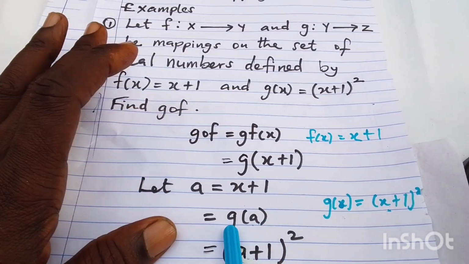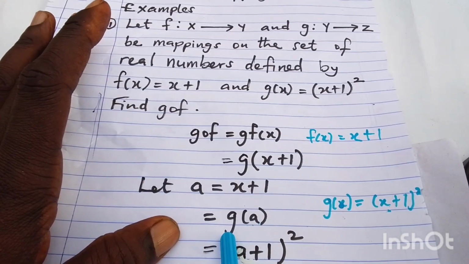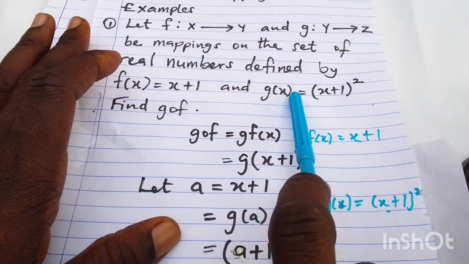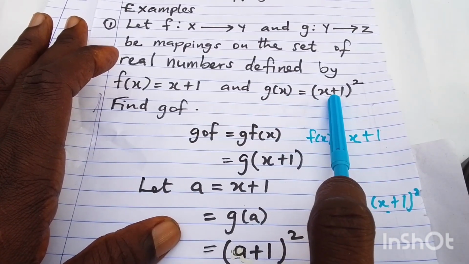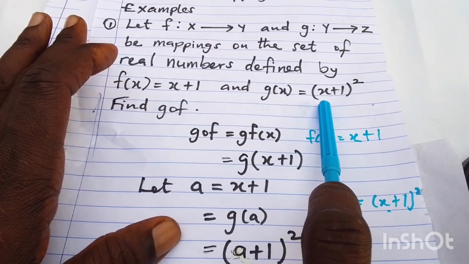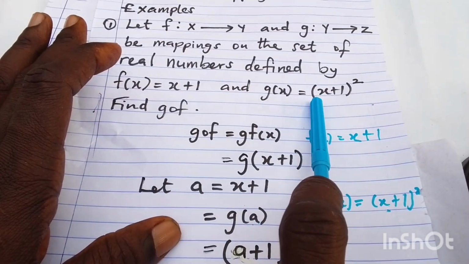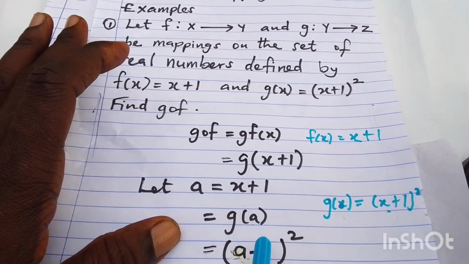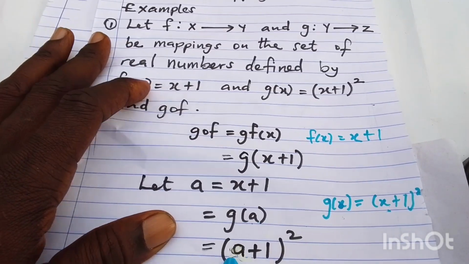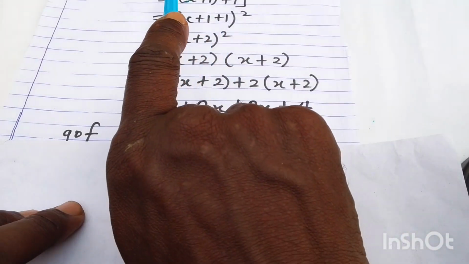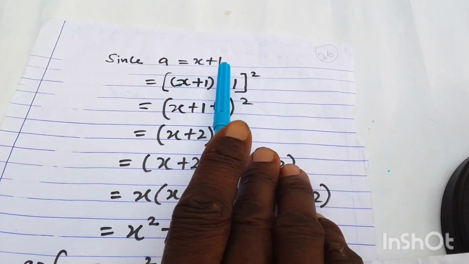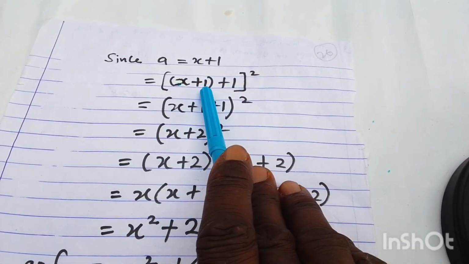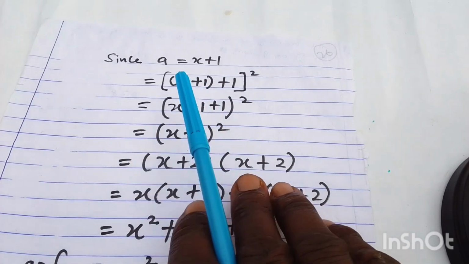So I want to remove this g now. To remove this g, I will substitute the value for a into what g of x is representing. So in place of x, I'll put a plus 1. So from here, since you have represented a to be x plus 1, you now substitute it back to be able to get your expression in terms of x.